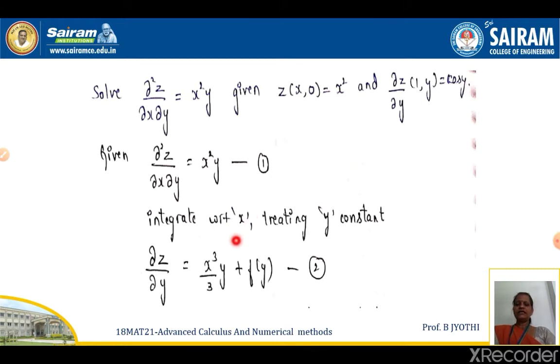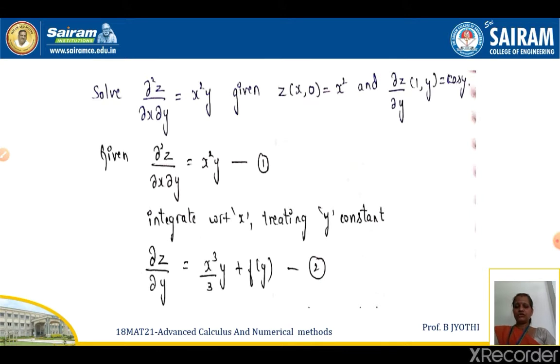Now integrate this with respect to x, treating y as a constant. To get the value of z, once we need to integrate with respect to x and once with respect to y. First let us integrate with respect to x, treating y as a constant. Later we will integrate with respect to y, treating x to be a constant. After getting the integration, that is the z value, we will have some constant functions, one as a function of x and another as a function of y.